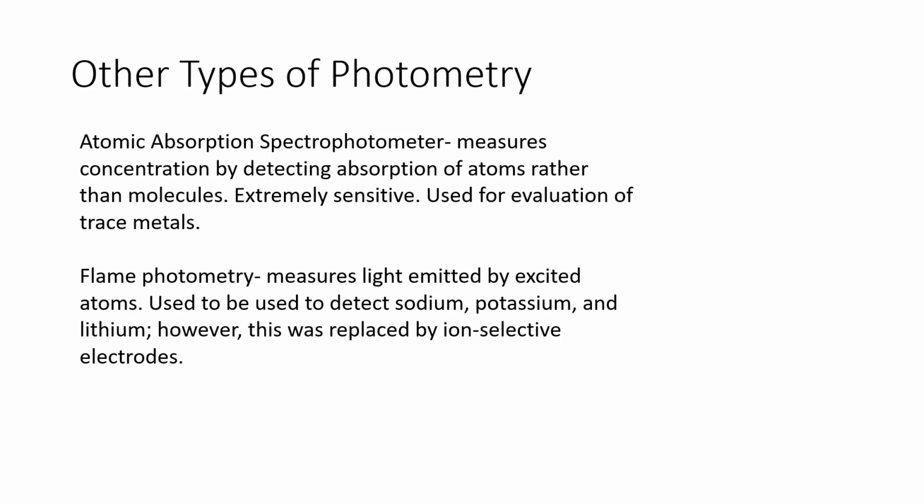Flame photometry measures light emitted by excited atoms. It's used to detect sodium, potassium, and lithium. However, this was replaced by ion selective electrodes.